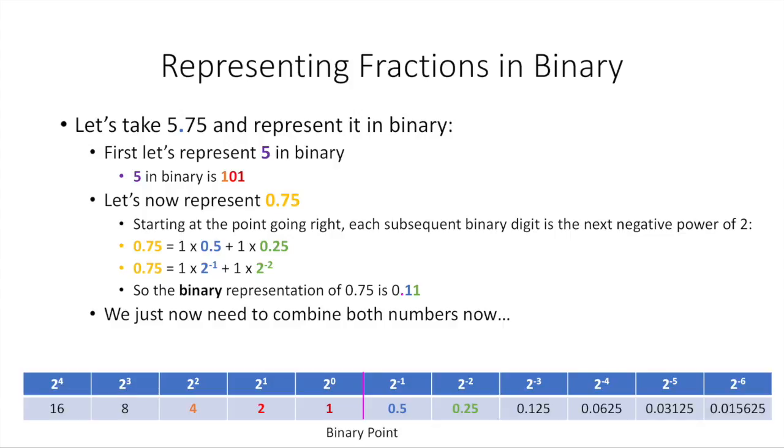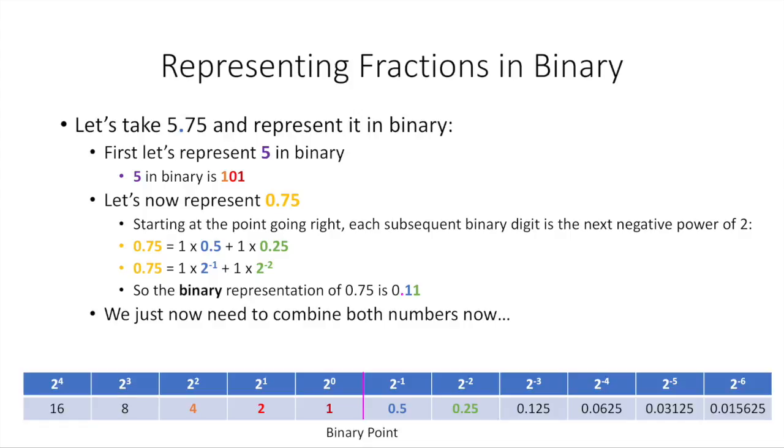So we can break it down, just like we used to break down whole numbers for positive powers of 2. Now we're doing negative powers of 2. And we have the table at the bottom. So as you can see, 0.75 turns into 1 times 0.5 plus 1 times 0.25. And we look at our table at the bottom and we see that that's 2 power negative 1 and 2 power negative 2. So our binary representation of 0.75 is 0.11 in binary. This is in binary now, right?